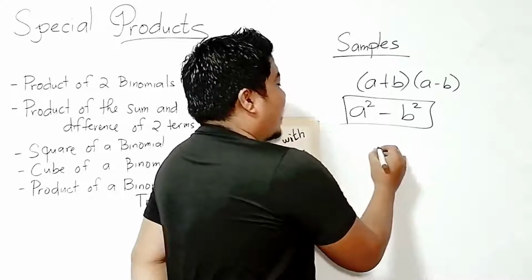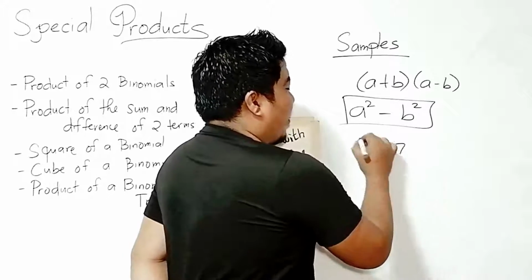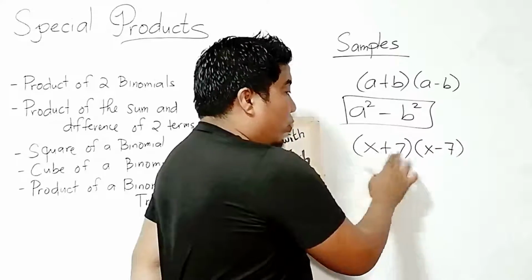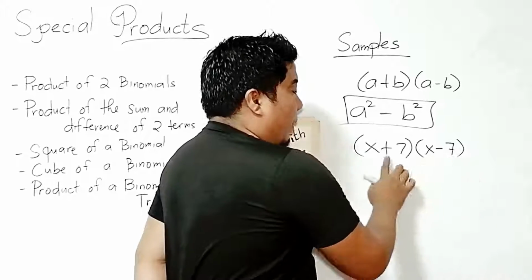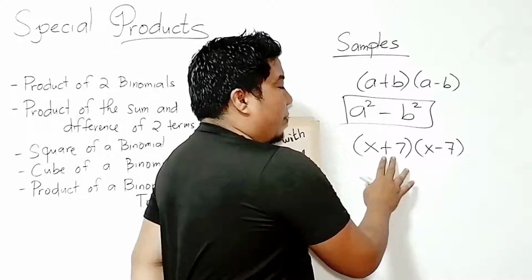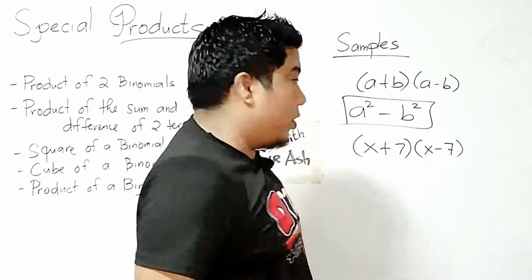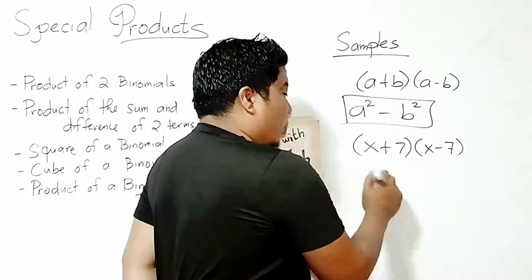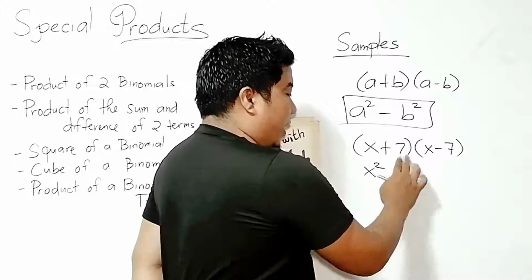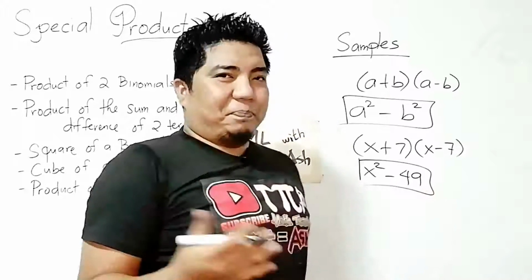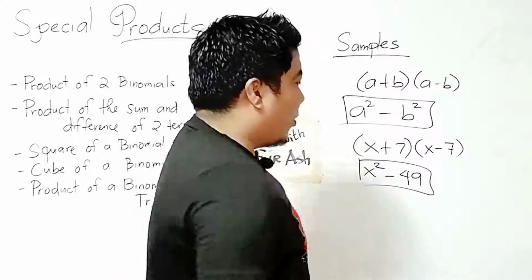What if you have, let's say, x plus 7 times x minus 7? As you can see, my dear math learners, the two terms are the same, but their operation is different. This is the sum of two terms. This is the difference of two terms. So if you have this kind of scenario, you just square your first term, and then you square your second term, and then you put a minus between them. Easy.